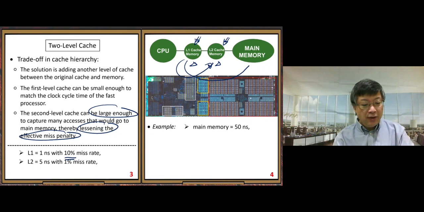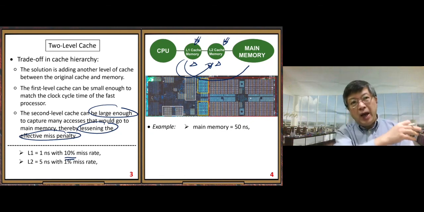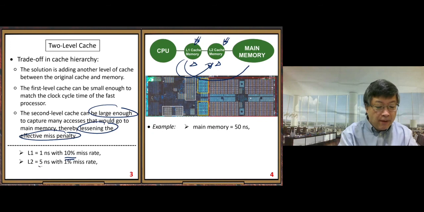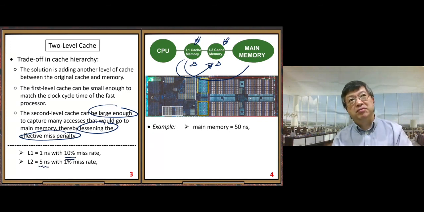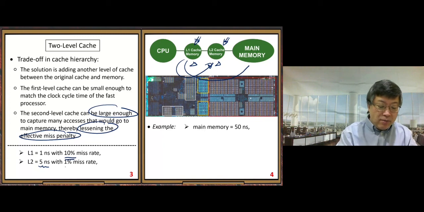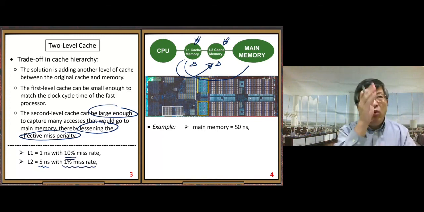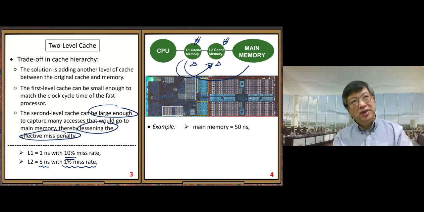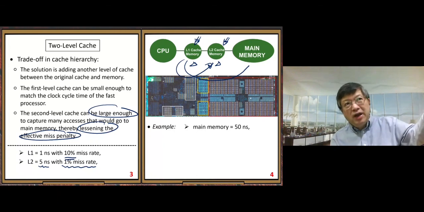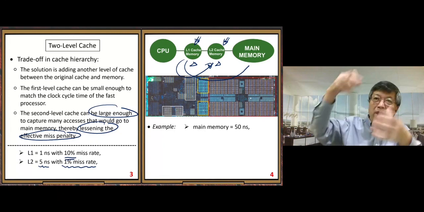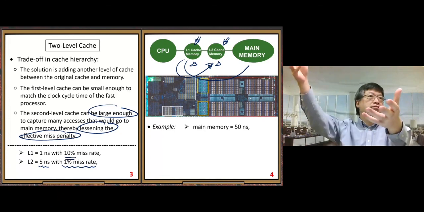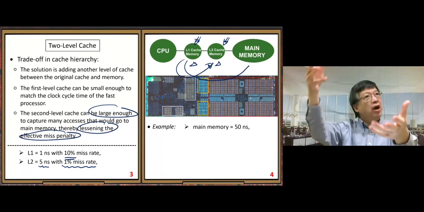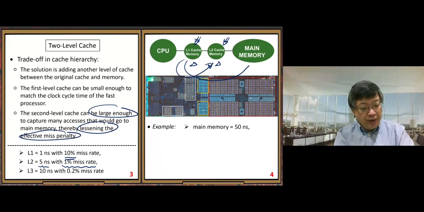All right. Then we put in an L2 cache. Now the hit time is 5 nanoseconds. So much bigger than the L1 hit time, 5 to 1 ratio. But the miss rate is much lower, 1% miss rate. So you can see, we sacrifice on the hit time part, but we significantly reduce the miss rate. So that's worth it. The trade-off issue.